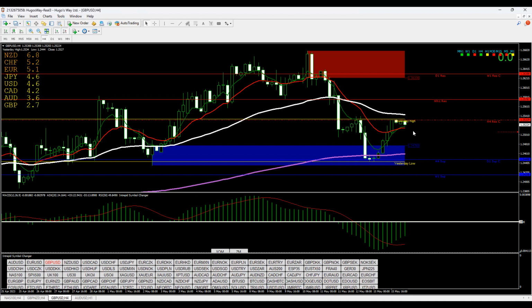However, see these EMAs? What are these EMAs acting like right now? Structure. Mm-hmm. So in this case, I would have to wait for it to break here. That's why I put this here. I would have to wait for this to break here to consider looking at this for a sell.